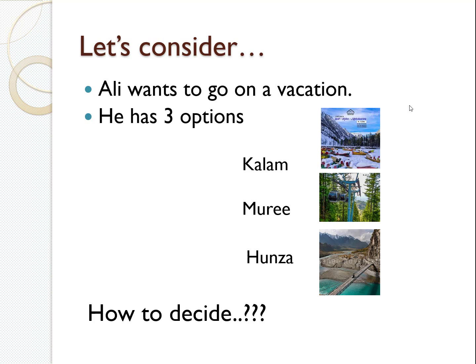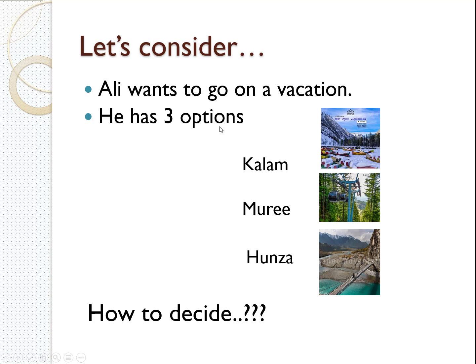Before discussing the mathematical interpretation of TOPSIS, I want to discuss a very simple example. Otherwise, if I start with the mathematical interpretation, it will be difficult for you. So I will discuss the mathematical interpretation of TOPSIS in the later stages. For example, Ali wants to go on a vacation.